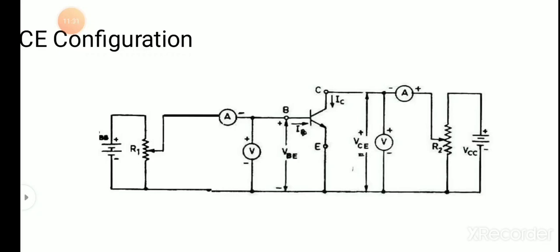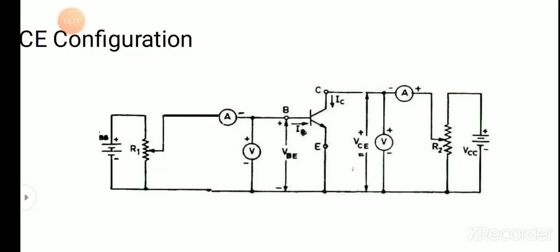Coming to the output side, we change VCC step by step. If we change it step by step, VCE and IC will vary and we get different values. These values are put in tabular form and we draw the graph between VCE and IC. Then we get one graph which represents the output behavior of the common emitter configuration.